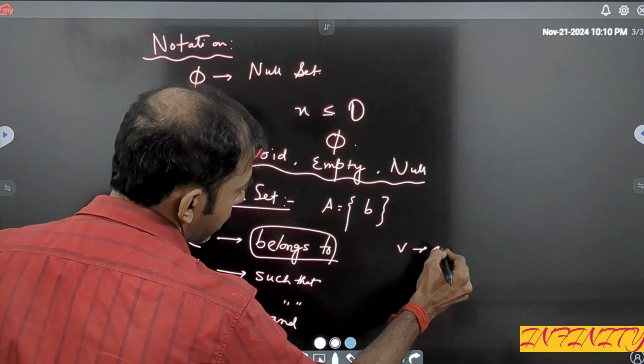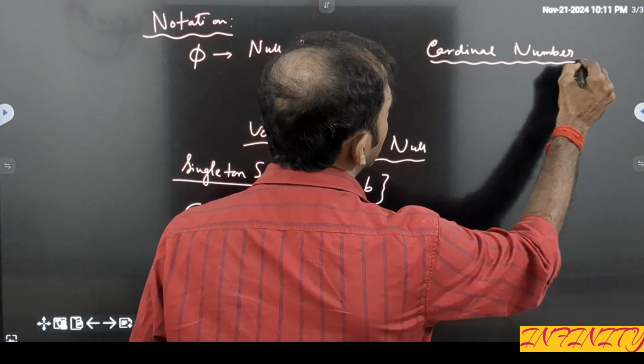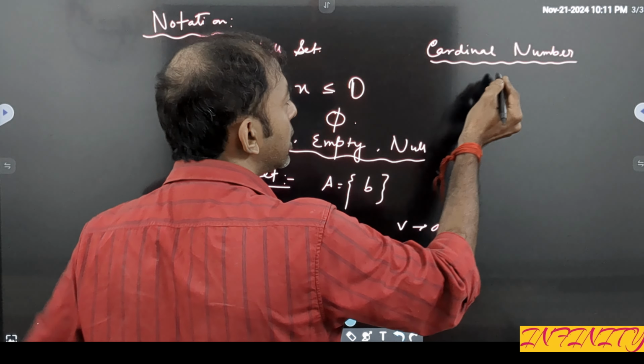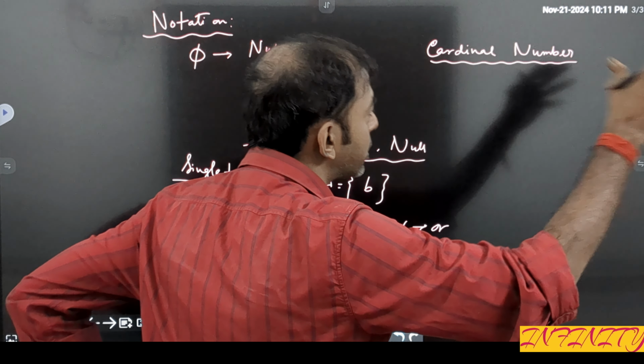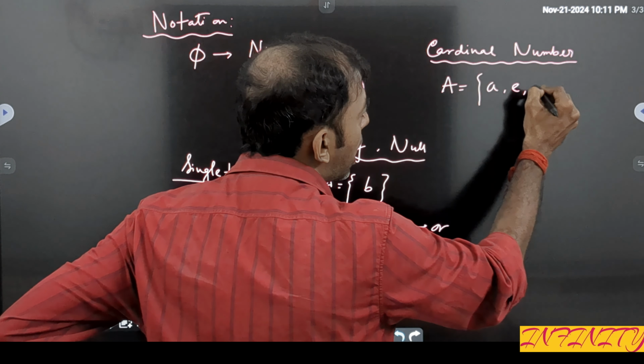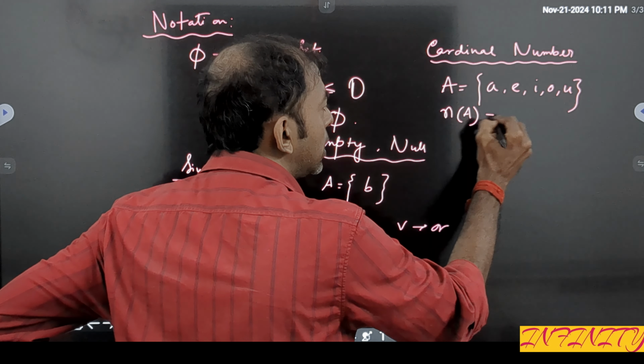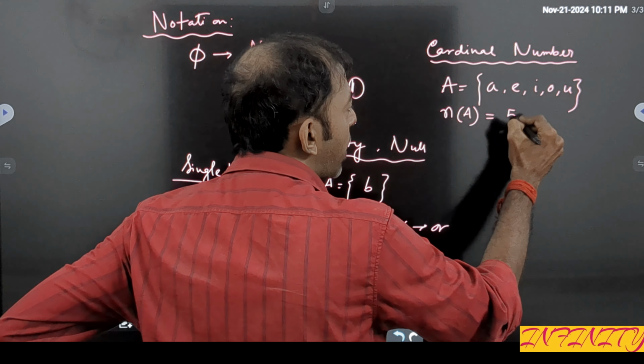So we need to know one more thing, that is cardinality, that is the cardinal number of a set. And what is a cardinal number? The cardinal number of a set, or cardinality, represents the number of elements of a set. That is, if a set A consists of 5 elements, a, e, i, o, u, then the number of elements in A will be 5.